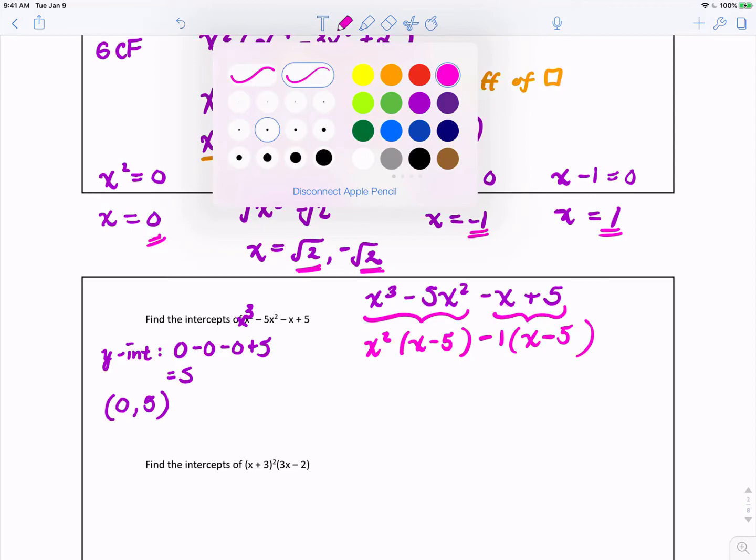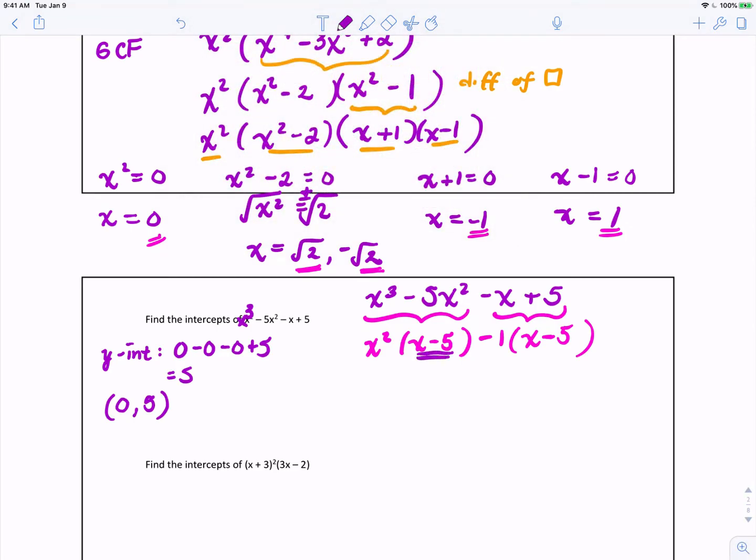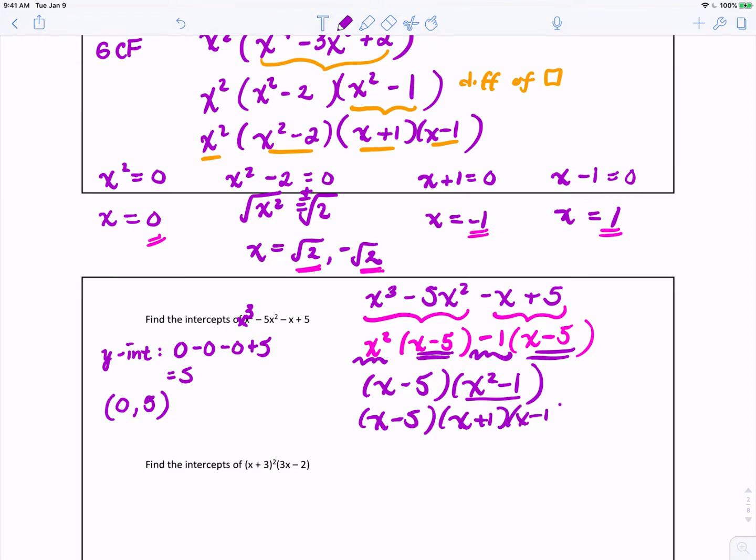And you might wonder, well, why am I doing that? Because now these two terms have a common factor of x minus 5, and it's x minus 5 times x squared minus 1. Again, difference of squares, x minus 5 times, this was x plus 1, x minus 1.